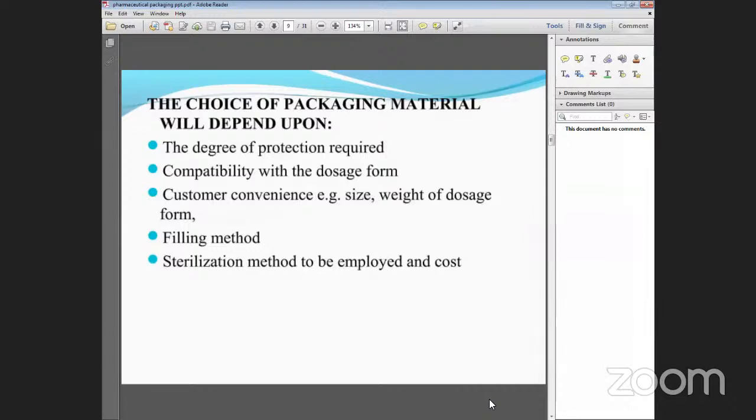Compatibility with the dosage form. How much compatible? There are two examples for liquid dosage form: one is fiber or plastic container and the other is the glass container. Now you have to know which one is better. Plastic will be better for that liquid dosage form, or the glass will be better for the liquid dosage form.